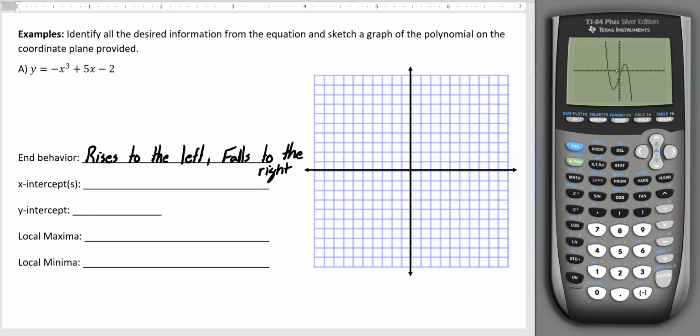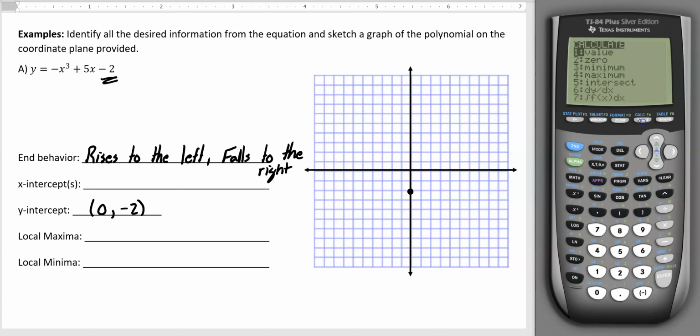Okay, and then the other thing, our y-intercept. Remember, this is a polynomial, so our y-intercept is always the constant, so this would be (0, negative 2). So then I can go ahead and plot that point right here. So let's look at what we have here. We're going to have 3 x-intercepts. We're going to have a minima and a maxima.